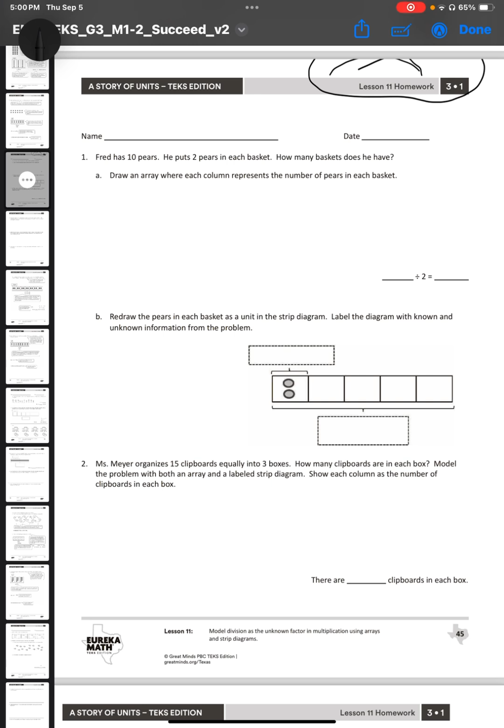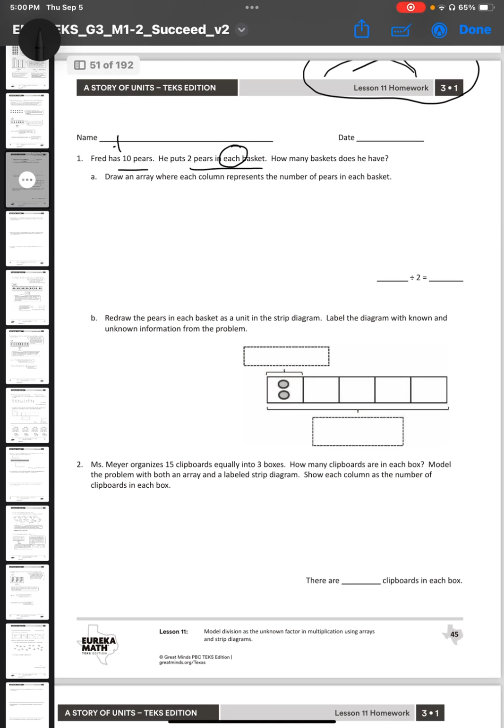Problem 1. Fred has 10 pears. He puts 2 pears in each basket. How many baskets does he have? The first thing I want to do is label the information that I have. First, I know that there are 10 pears, and that is going to represent a total.